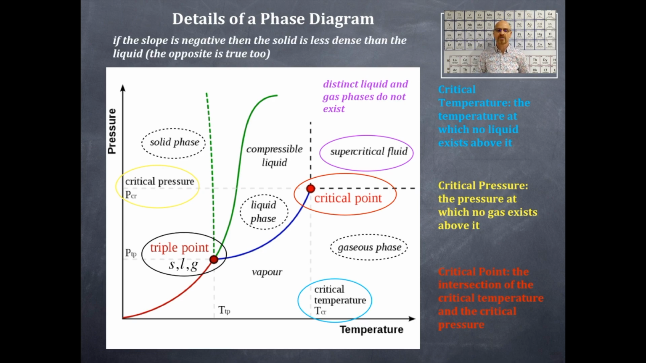Okay, if the slope is negative, then the solid is less dense than the liquid. So here's an example. This green dashed line, this slope is negative. So that means that the solid is less dense than the liquid phase. Okay, now the opposite is true too. So if this is a positive slope, notice the solid green line, the solid is more dense than the liquid state.